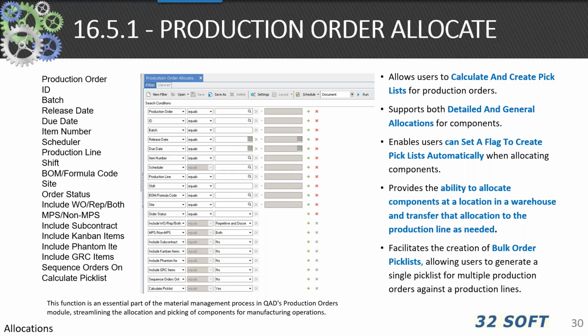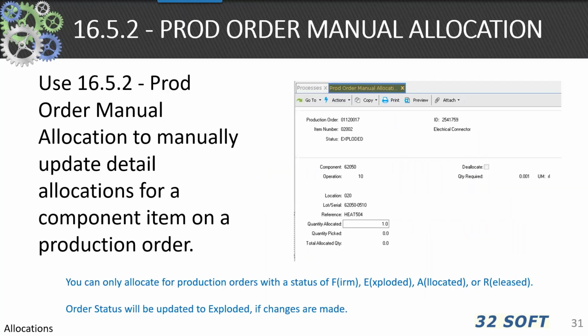Facilitates the creation of bulk order pick lists, where you can create a single pick list for multiple production orders against a production line. You can use 16.5.2 production order manual allocation to manually update detail allocations for a production order. You can only allocate production orders that have status of F, E, A, or R. The order status will be updated to exploded if you use the 16.5.2.